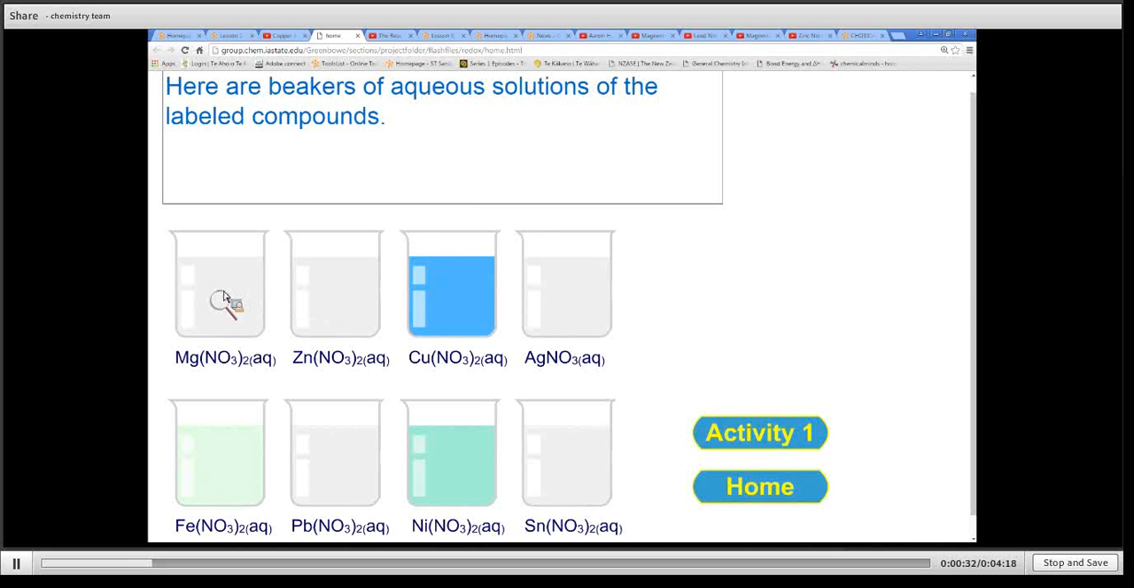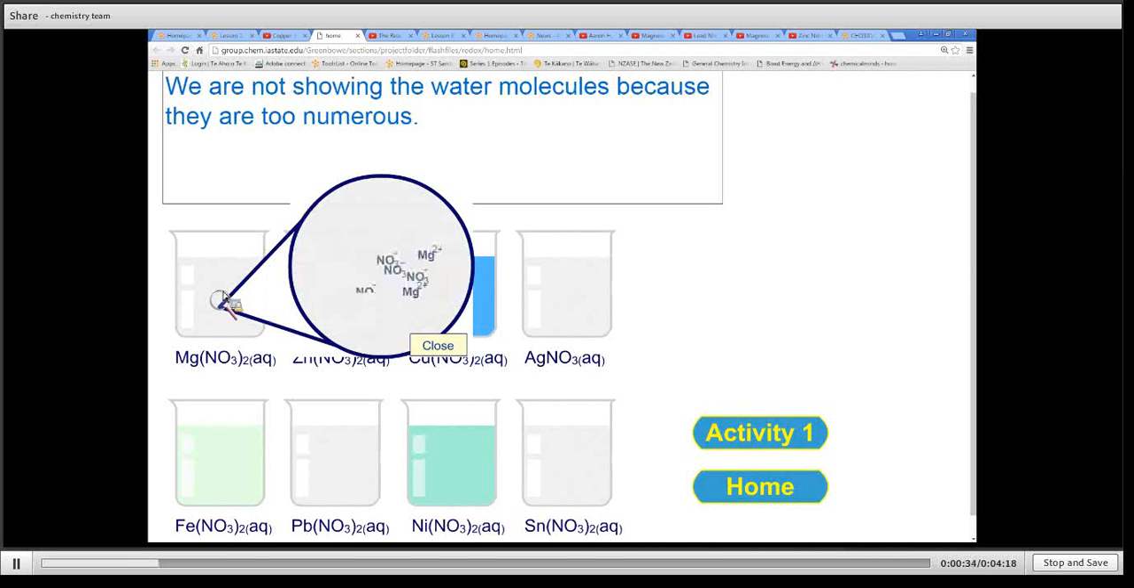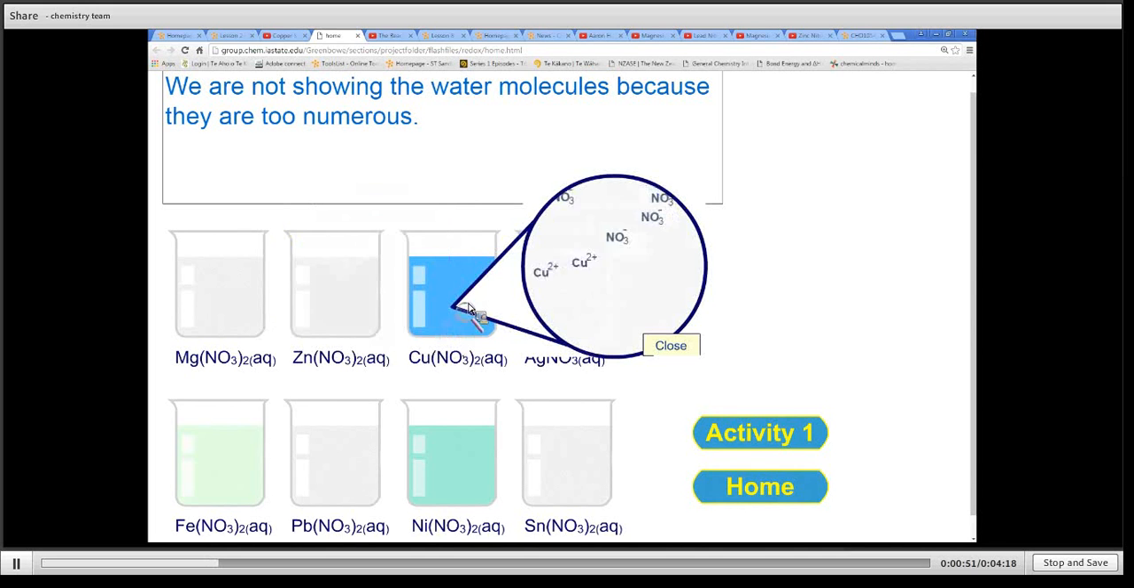If you click on a solution, you can see the magnesium ions, which are the ions of the metal, and the anions, the nitrates, which help balance the charges. The nitrates do not take part in the reaction; they are the spectator ions. If we look at different ones, these are copper nitrate. Again, we have the nitrate ions and the copper ions, and they're moving around all the time.